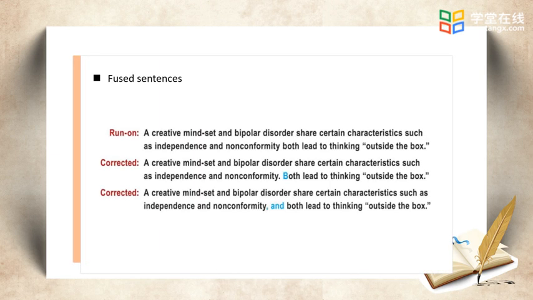Let's take a look at more examples of fused sentences and comma splices. In this example, two complete thoughts are run together with no punctuation or conjunction. We could use a period and a capital letter to correct it. We could also use a comma and a coordinating conjunction to correct it.